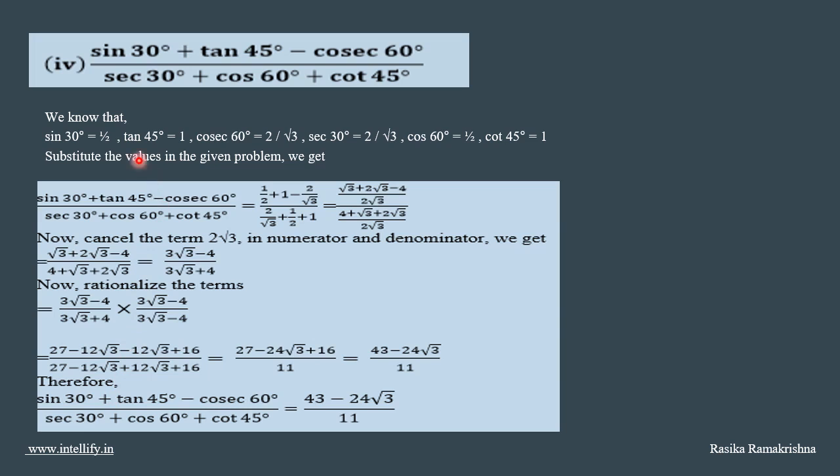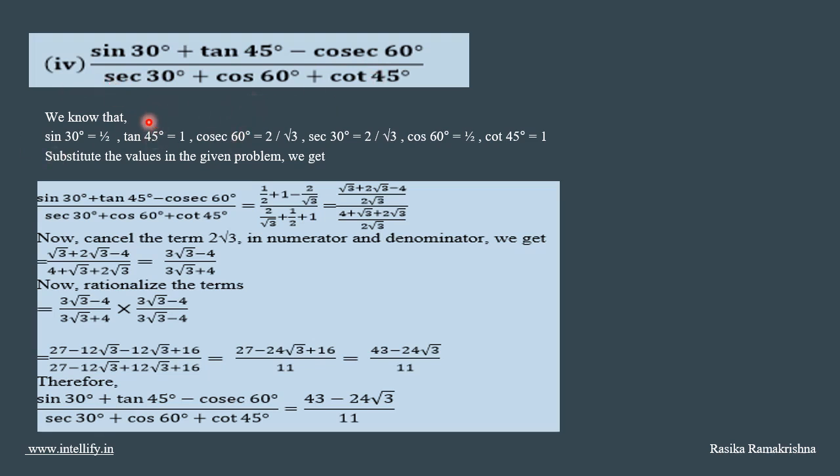Alright, so now let's move on to subdivision 4. Again, we are left with a question where I haven't found a way to reduce the calculation. I'm sorry about that. So let's look at this. So we have to find out sine 30 plus tan 45 minus cosecant 60, whole divided by secant 30 plus cos 60 plus cot 45.